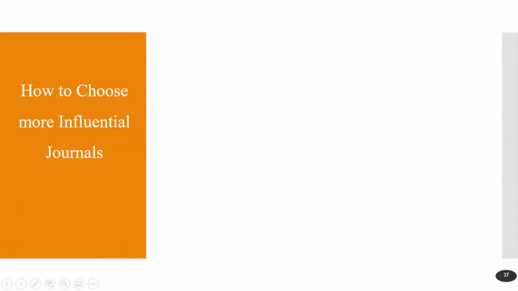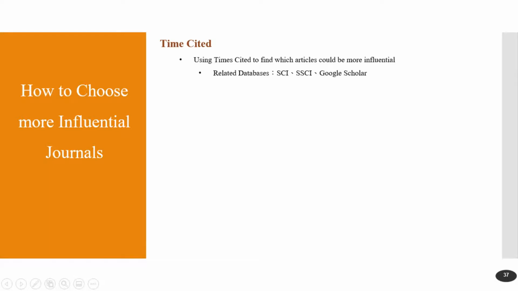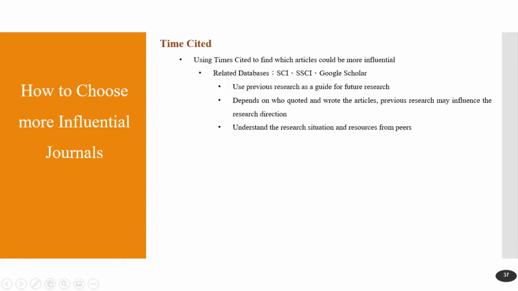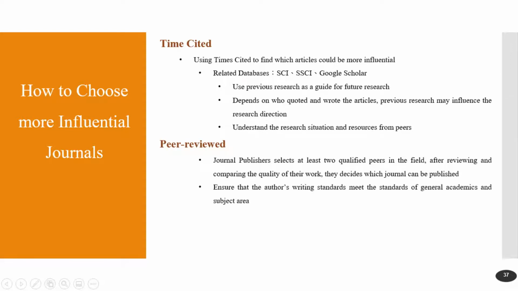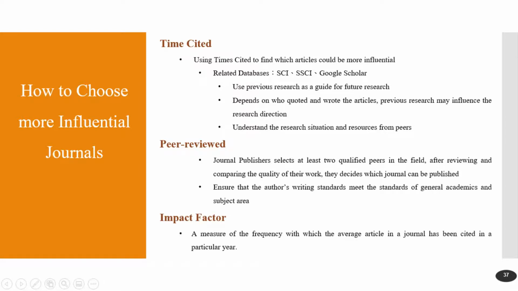There are 3 ways to help you to choose more influential journals: time-cited, peer-reviewed and impact factor. Time-cited is using time cited to find which articles could be more influential. Peer-reviewed is journal publishers selects at least 2 qualified peers in the field. After reviewing and comparing the quality of their work, they decide which journal can be published. Ensure that the author's writing standards meet the standards of general academics and subject area.